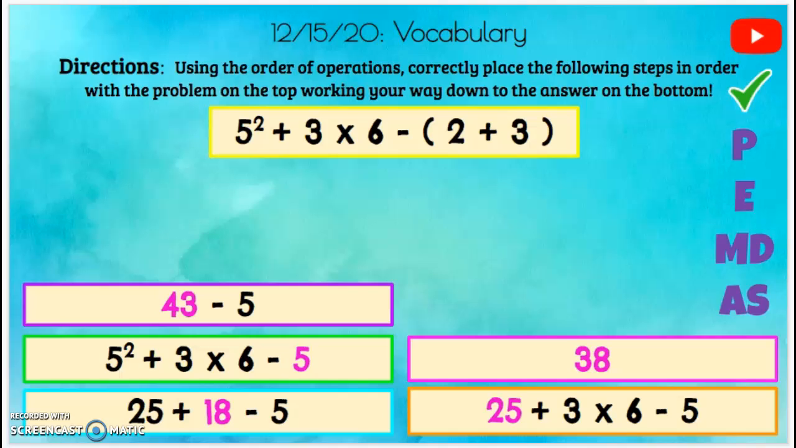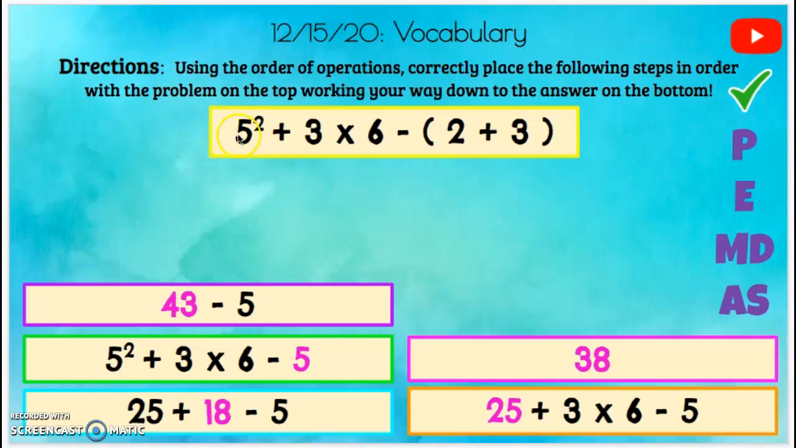December 15th, 2020 vocabulary. Directions. Using our order of operations, correctly place the following steps in order with the problem on top, working your way down to the answer on the bottom. All right, so the first one is done for us.